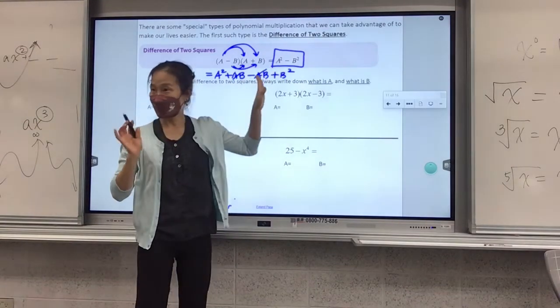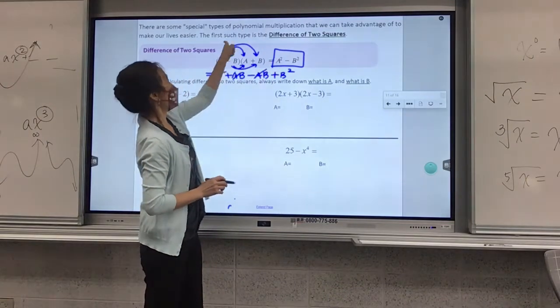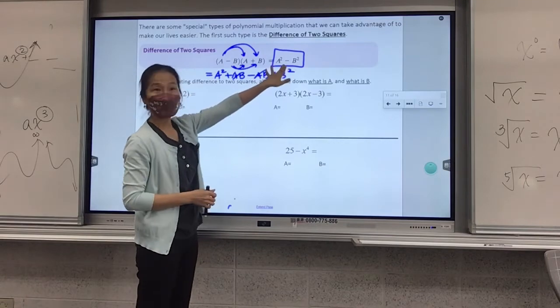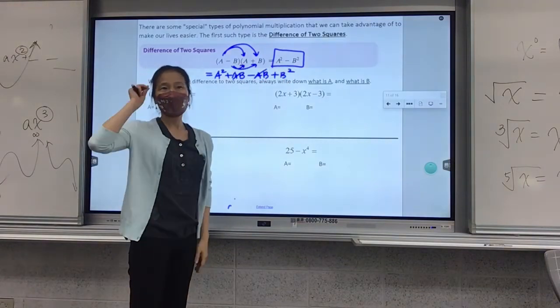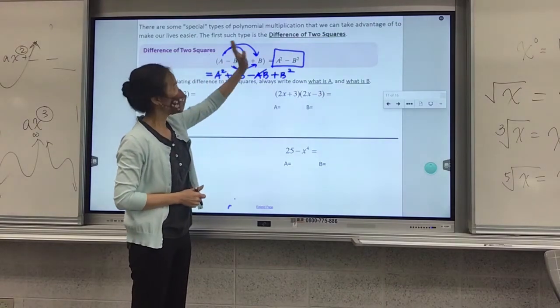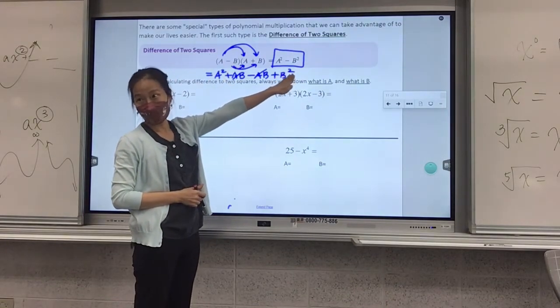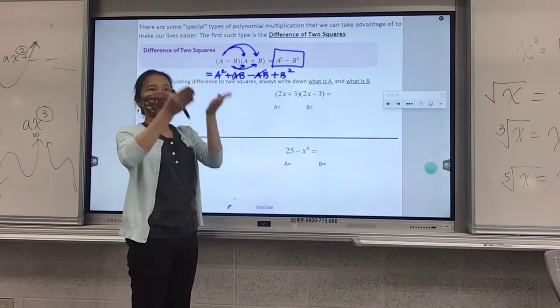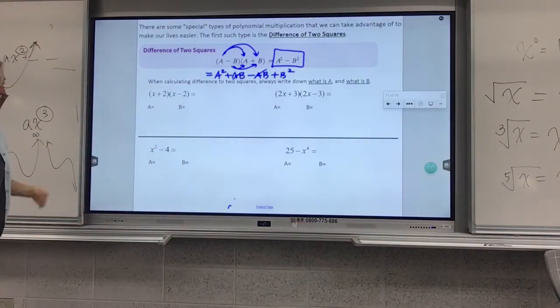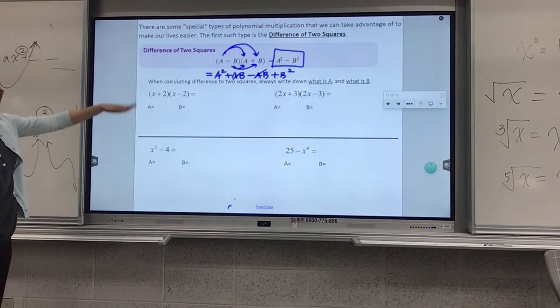I wouldn't say expand, I would say factor. Usually we say, can you factor the difference of squares? If I say expand and simplify, that's the product. Factored form is the two parentheses, a minus b times a plus b. So we're going to practice both.